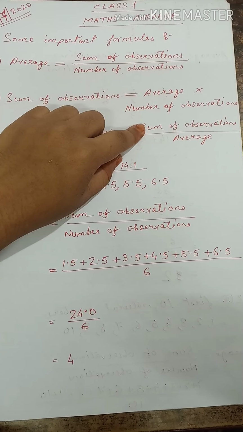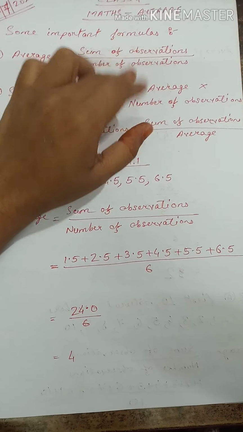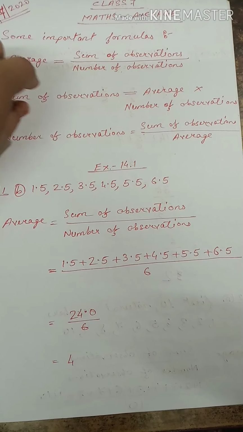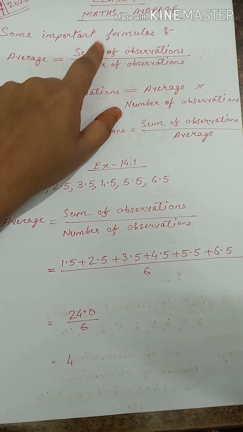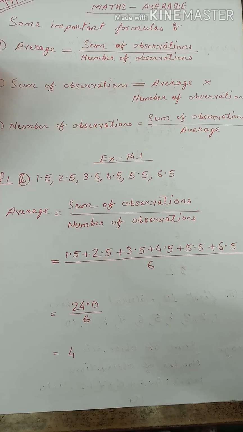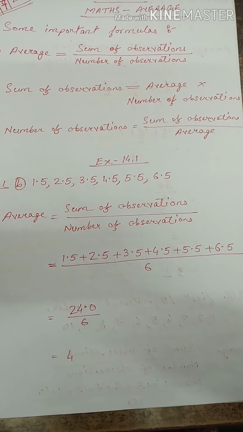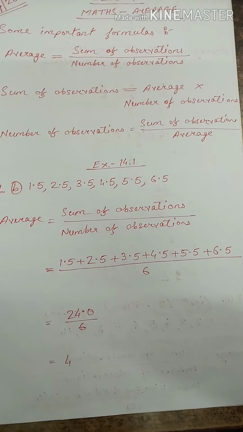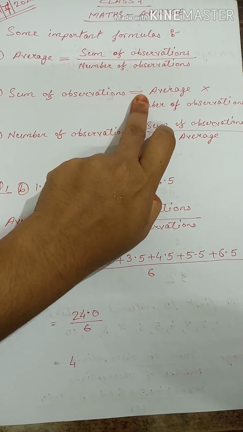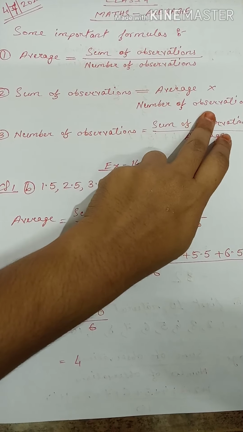Whatever numbers are given, you have to add them and divide by the number of observations there are. By applying this formula, we can find out the average. Next comes sum of observations. Suppose we are given the average and the number of observations, but you need to find the sum. In that case, we will apply this formula: sum of observations equals average into number of observations.